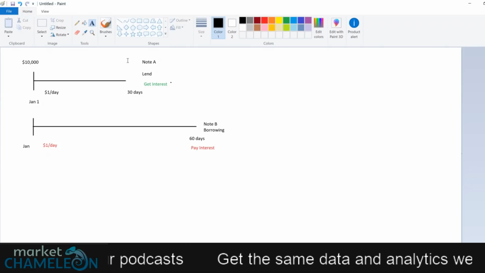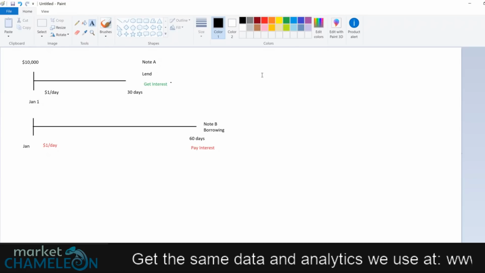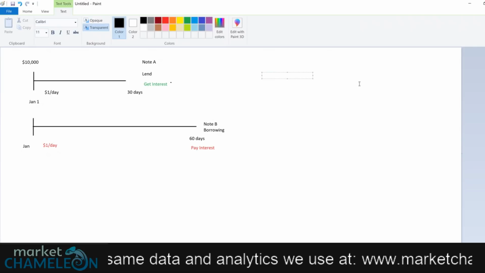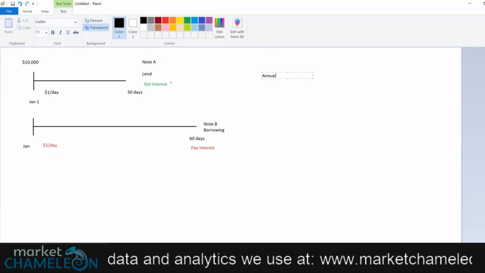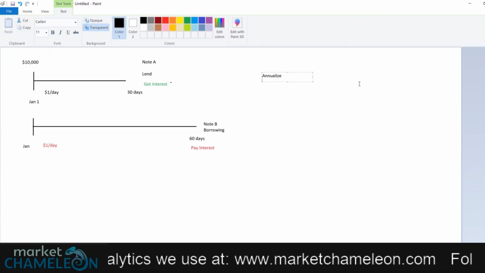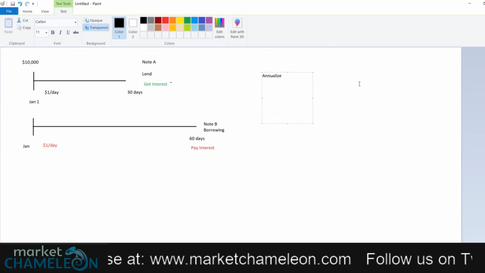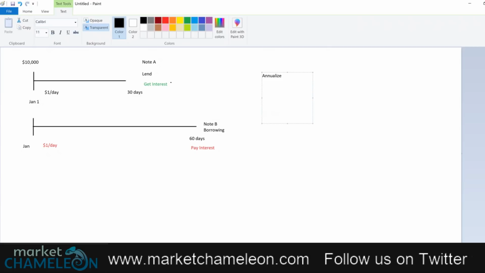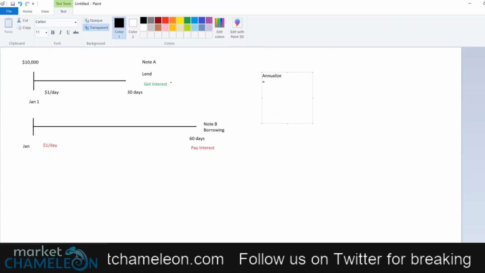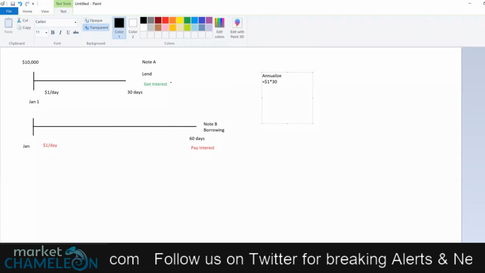Now, this is how the Black-Scholes model will look when you're pricing this. The first thing it's going to do is annualize. I'm going to show you how. It's no longer a 30-day situation; it's figured out over the course of 365 days. So you're going to pay $1 per day for 30 days, which equals $30.